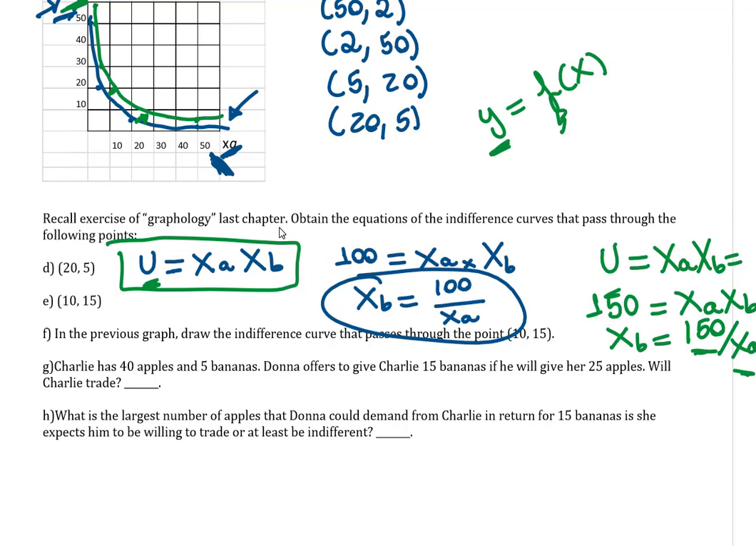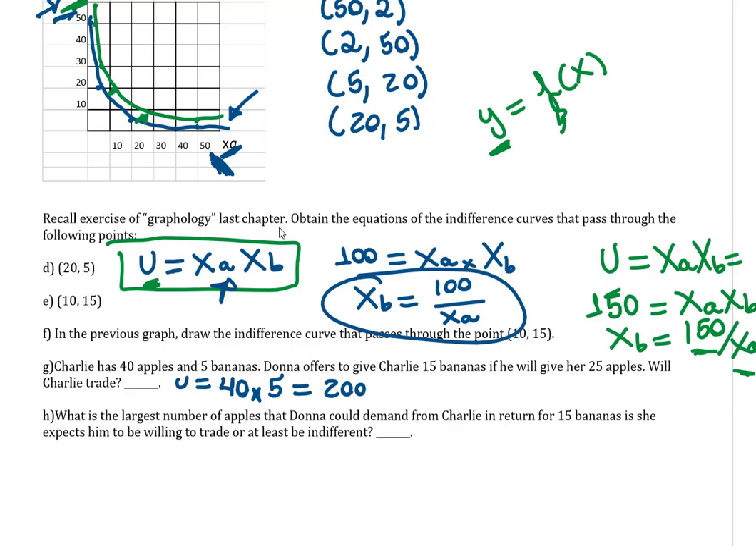Now consider this. Charlie has 40 apples and 5 bananas. Donna offers to give Charlie 15 bananas if he'll give her 25 apples. Would Charlie trade? Well, let's see. His original utility is, again, the same example, so it's the same utility function. So it is U equals 40 times 5, which is equal to 200. If he doesn't trade, he will continue with the same level of utility.